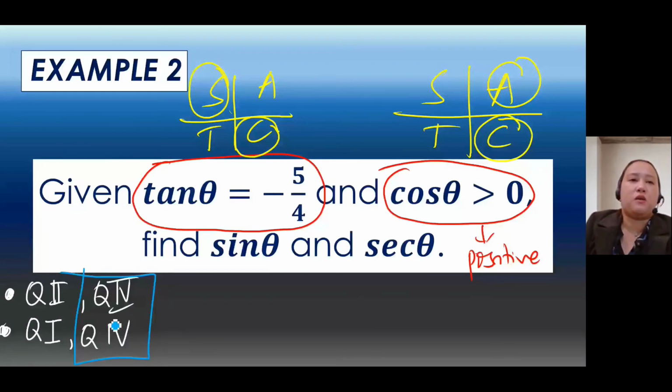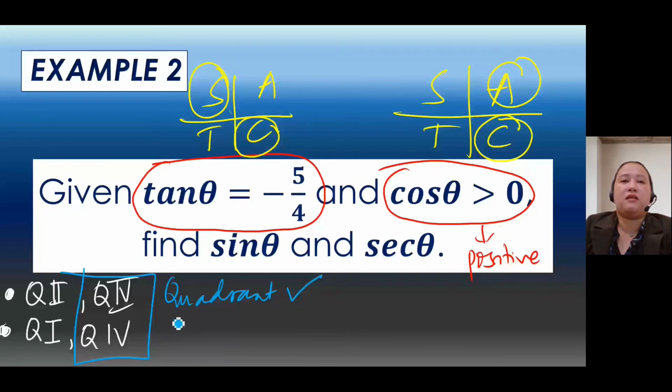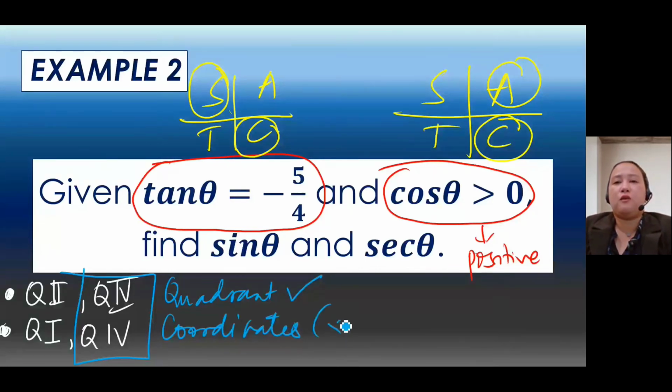Okay. So since we are already done with the quadrant, what we need are the coordinates x and y as well as the r.